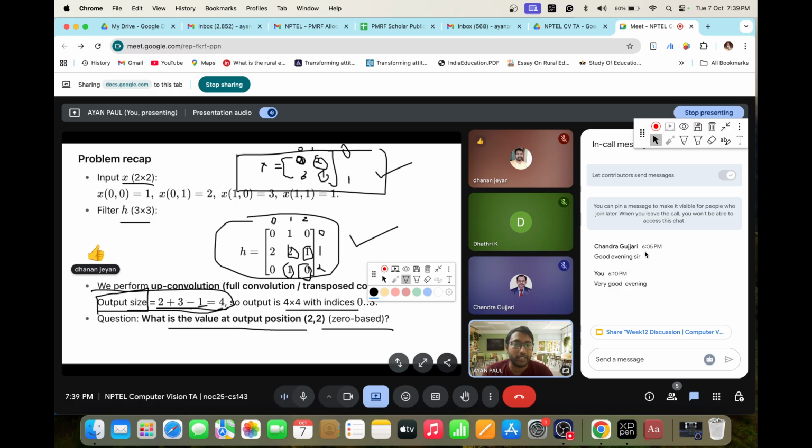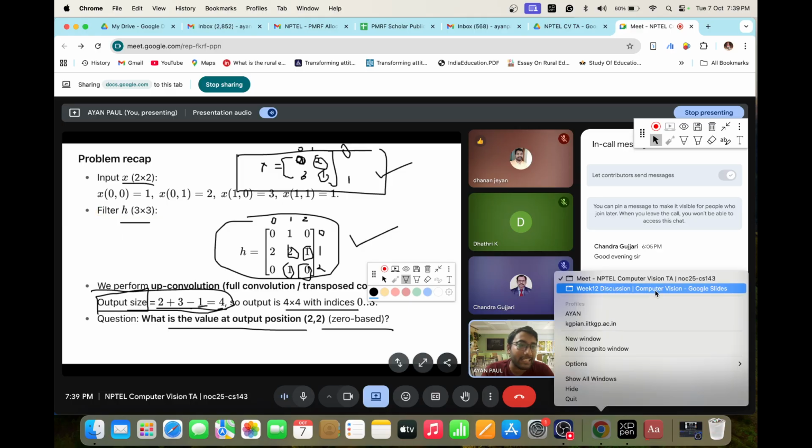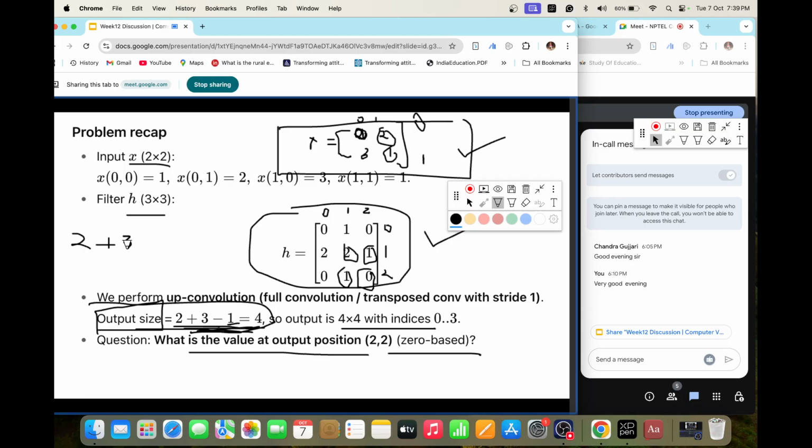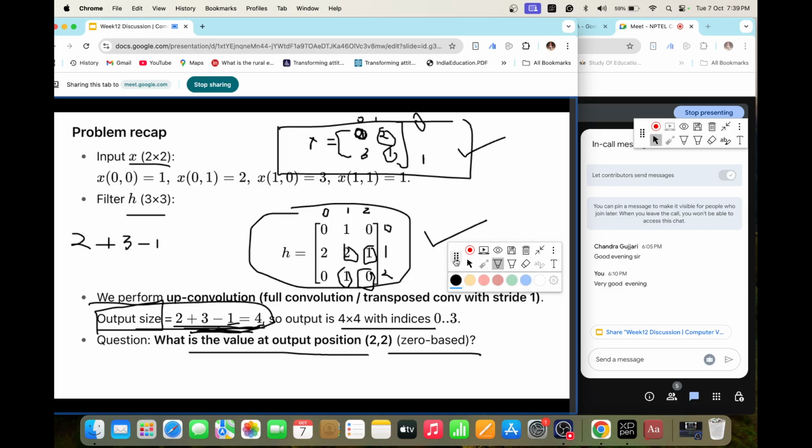Is the question clear, right? Now our first thing is to calculate the dimension of your upconvolved output. To calculate it, this is how you have to do it: the input plus your filter minus 1. So 2 plus 3 minus 1, that is nothing but 4. So your upconvolved output will be of the dimension 4 cross 4. That you have to first calculate.